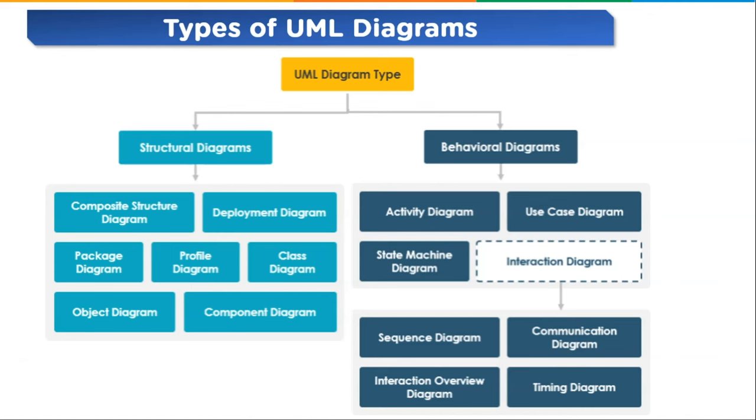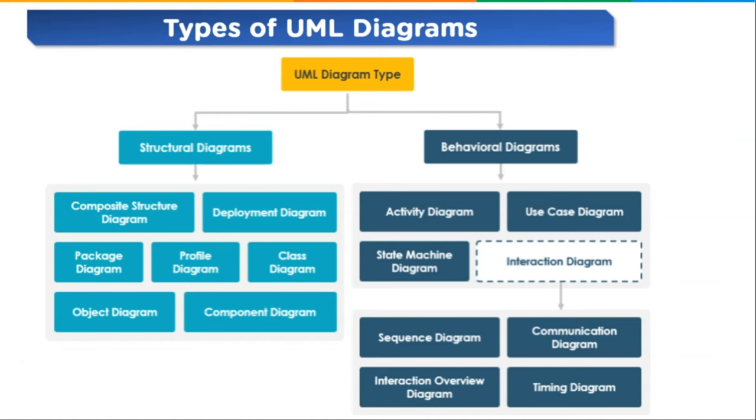And then we have timing diagrams. So timing diagrams represent the behavior of objects throughout a given period and the interactions in terms of timing constraints, and a timing diagram shows the state changes and interactions of objects over time. And then we have deployment diagram that shows the physical deployment of artifacts or nodes. A deployment diagram displays the configuration of runtime processing elements and the software components, processes and objects that live on them. So this was all about the UML diagram types.